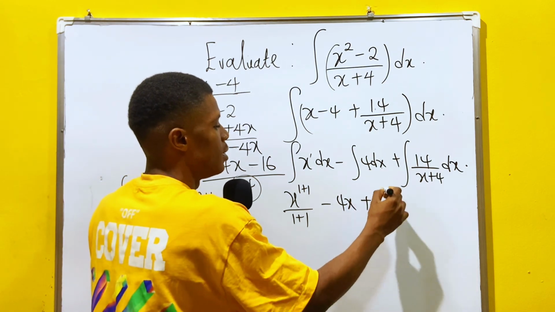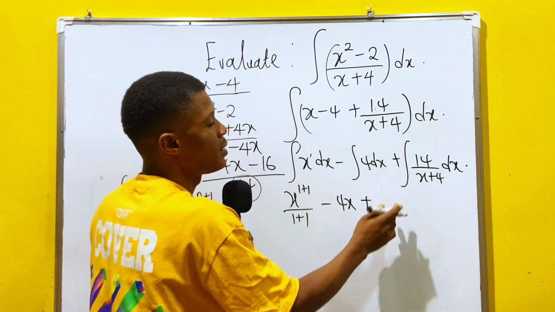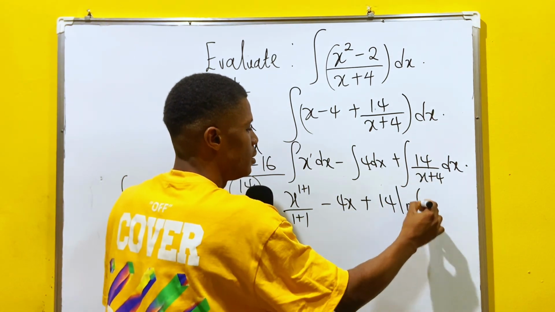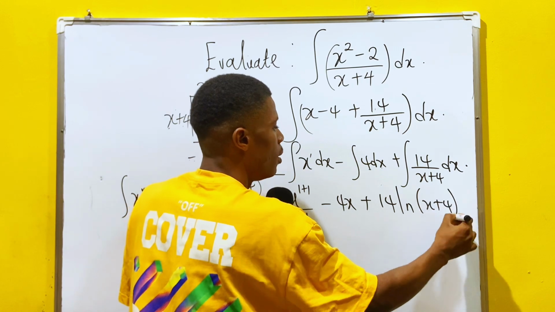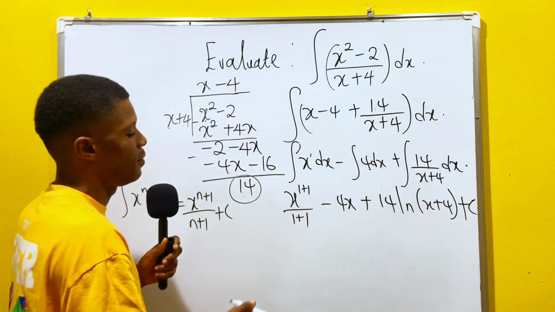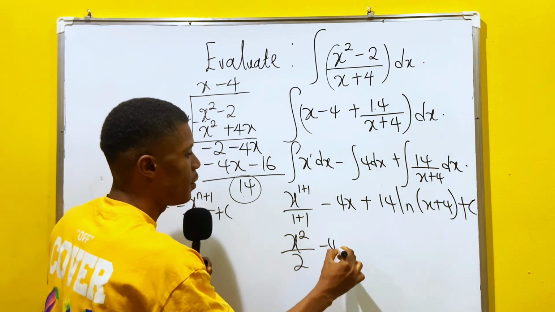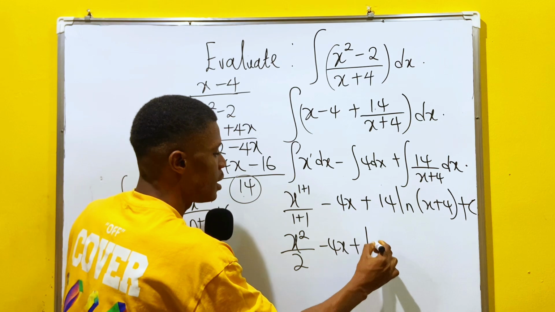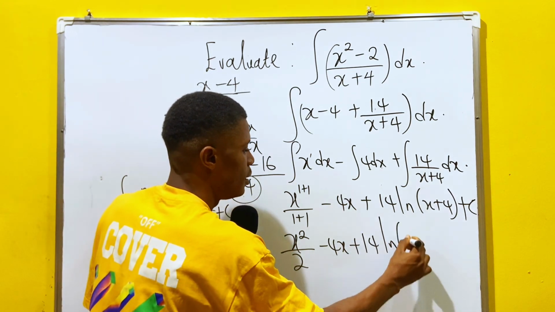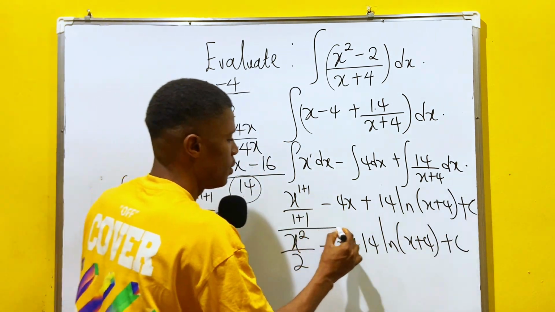Then plus the integral of 14 over x plus 4, which will give you what? 14 ln of x plus 4, plus the constant of integration. So what do we have here? We have x squared over 2 minus 4x plus 14 ln of x plus 4 plus c. And this is the what?